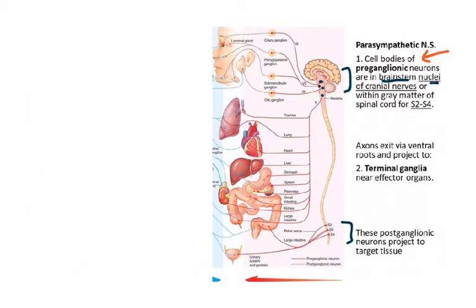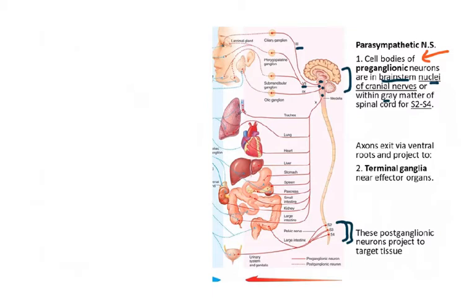And then their axons exit. You'll actually recognize some of these axons. They're part of the cranial nerves because they're coming from these areas of the brainstem. So the 3rd, the 7th, the 9th, and the 10th cranial nerve. Or they're way down low, coming from S2 through S4. And so that's within gray matter regions of the spinal cord. And then these axons would still exit via the ventral roots and then join parts of the spinal nerves.